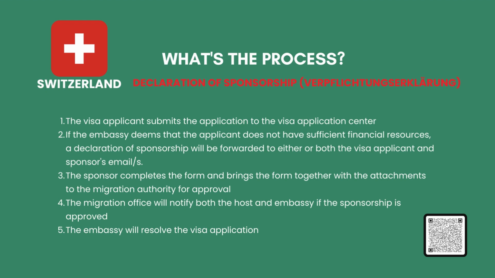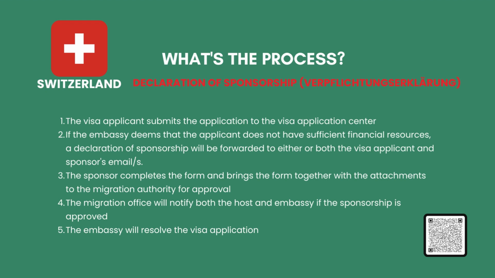So the sponsor completes the form and brings the form together with the attachments to the migration authority for approval. So once it's approved, the migration office will notify both the host and the embassy. Okay. So after which the embassy will resolve the visa application. So that's the process for the formal obligation in each of the Schengen states as of July 2023.